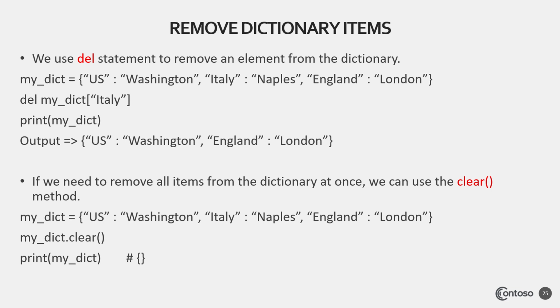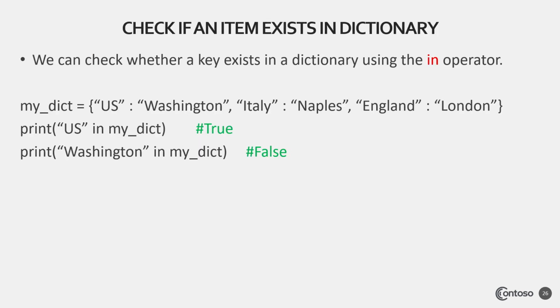If you want to remove all items from the dictionary at once, we can use the clear method. So if you want to delete everything, we just use the clear method. My dict dot clear, and print my dict. We get an empty dictionary, only the curly braces.